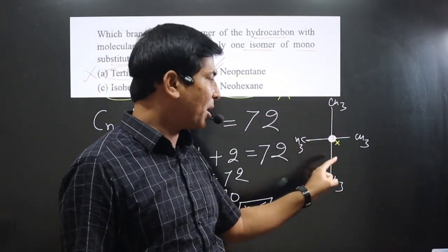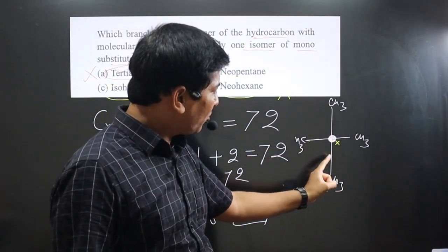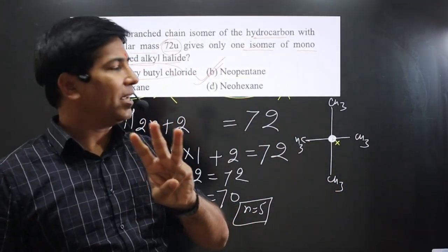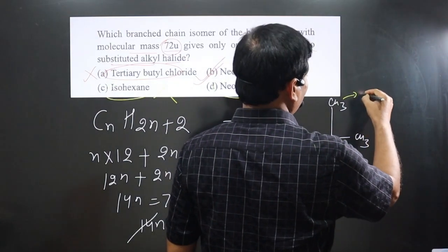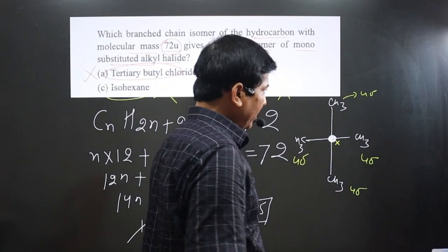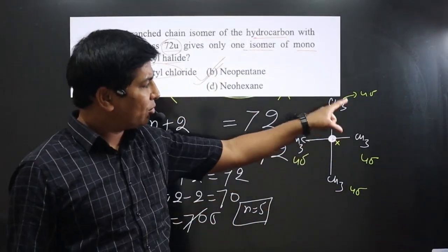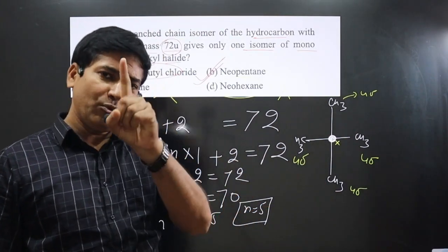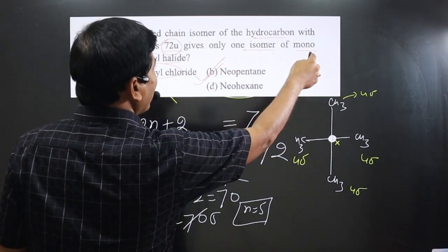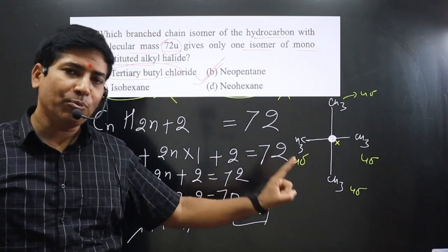Each carbon is forming one bond to the central carbon, and each carbon is also attached to 3 hydrogens. Here we are getting 4 sigma bonds, and here also we got 4 sigma bonds. So all these carbons are in the same environment. Hence if you halogenate any of the carbons, only one product will be possible. That's what the question is talking about: gives only one isomer of monosubstituted alkyl halide, only one product.